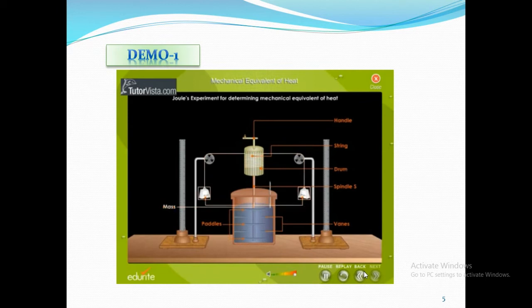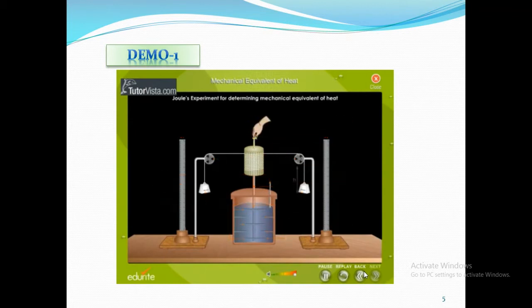Joule attached two equal masses at the ends of the string that passed over the pulleys P1 and P2. Two vertical scales S1 and S2 were used to measure the heights through which the masses fell. The temperature of the contents of the calorimeter was measured using the thermometer. The known mass of water M1 was taken in the calorimeter.